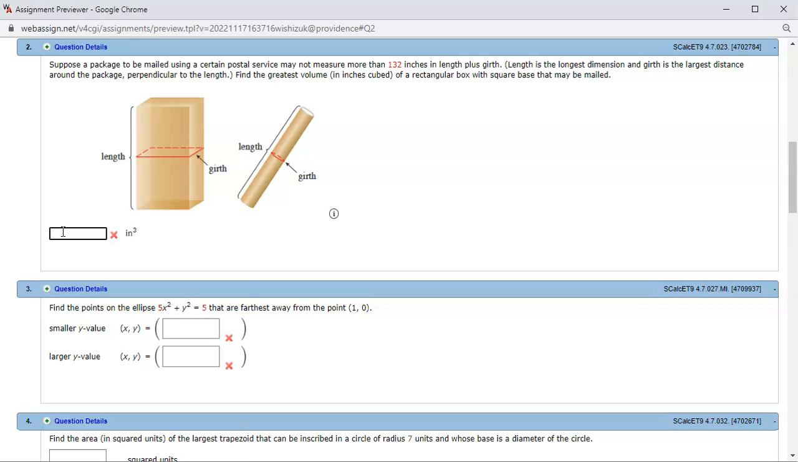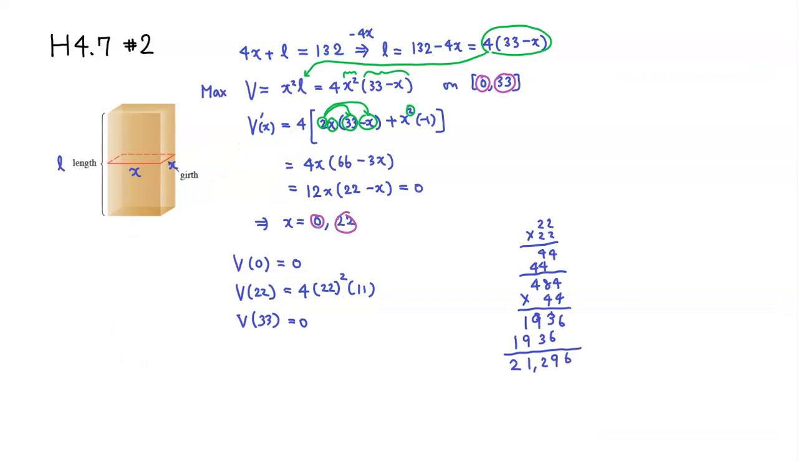So we're going to have 21,296. Let's check the answer. I came back and it looks like we got this one correctly. That's it. I hope that this was clear.